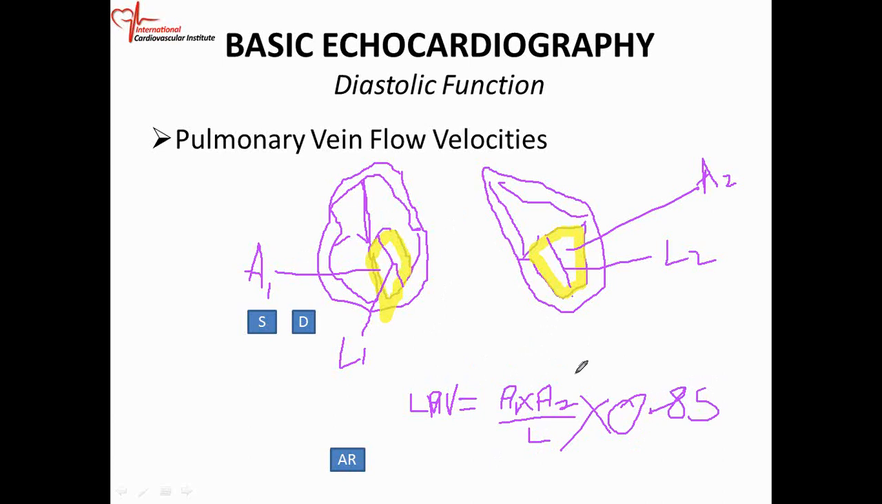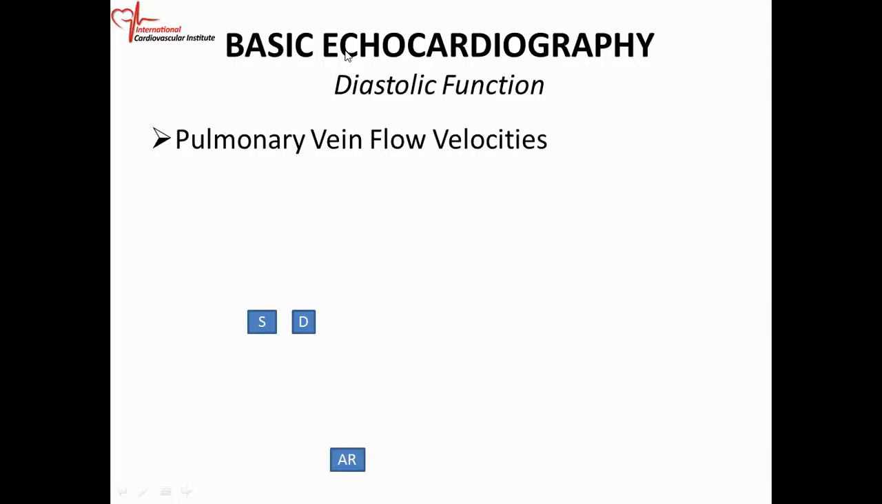So this concept, you have to understand this, and those of you who do echoes, you need to start reporting left atrial volume. Okay. The other thing that you need to also do is your tricuspid regurgitation velocity, your TR velocity. You have to measure that. TR velocity, tricuspid regurgitation velocity. And the cutoff value for that is 2.8 meters per second. Okay?